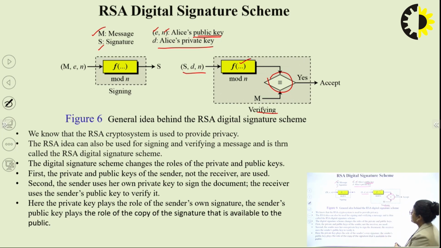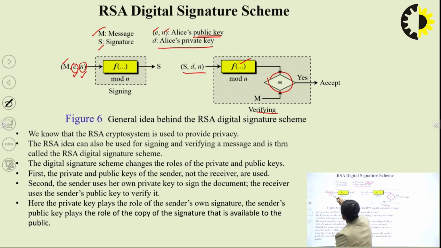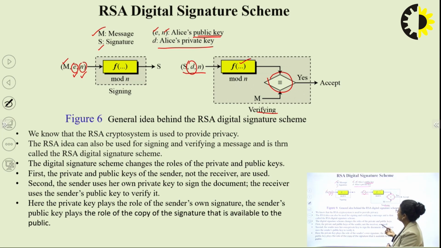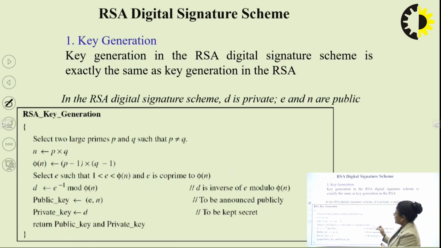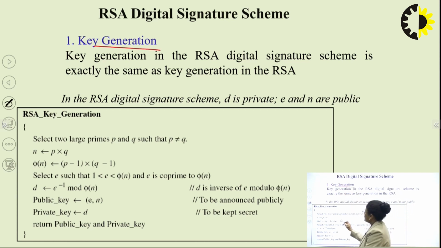So let me straight away come to the key generation part. We need E, N, and the message M which we want to send. So the first task is to know E, N, and D. Once we know this, then we'll apply the signing algorithm and the verifying algorithm. So how to go about it? That is the key generation.